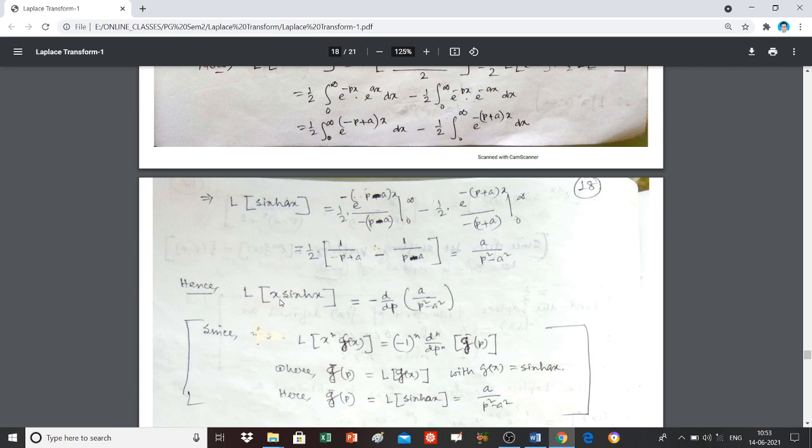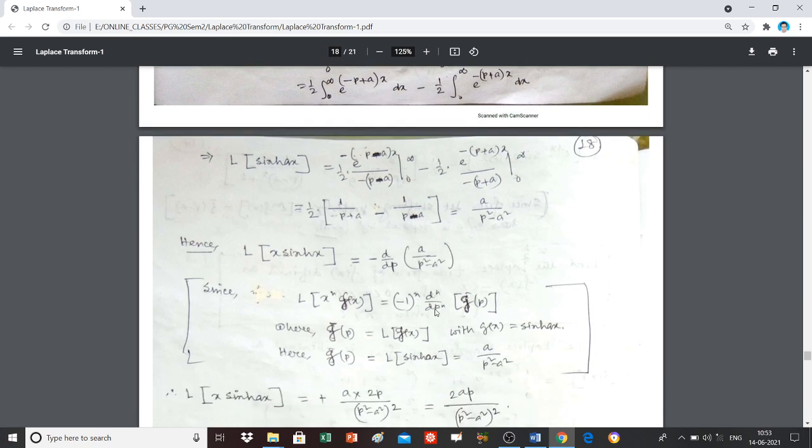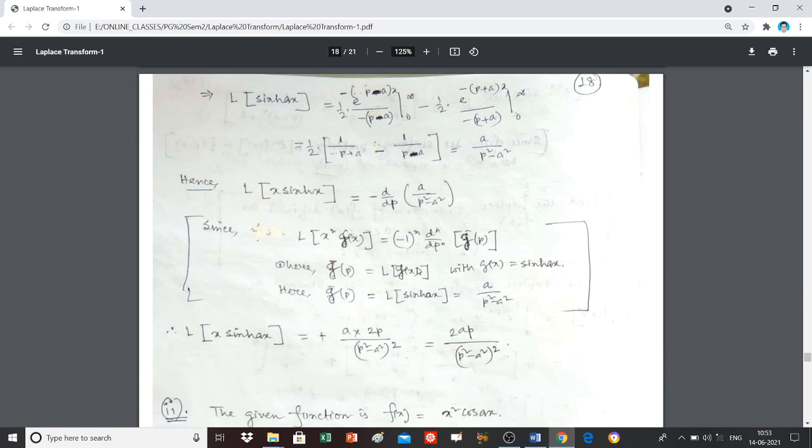Therefore the Laplace transform of x sinh(ax) is equal to (−1)^1 d/dp of a/(p² − a²). Now we have to calculate the value of this. So the Laplace transform of x sinh(ax) is equal to, we have to compute this.